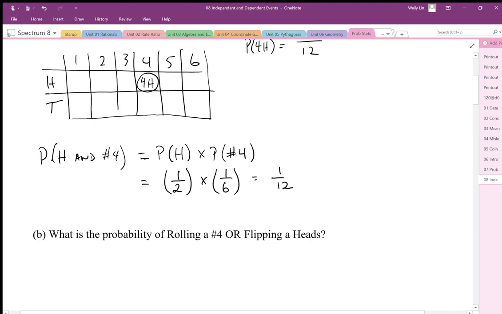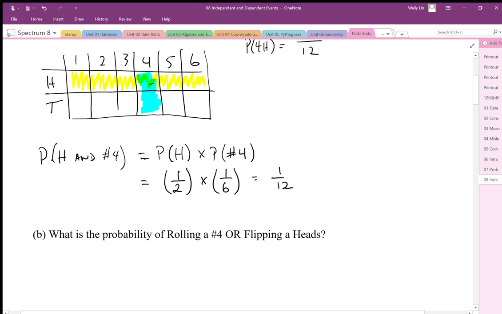I have two events here, and in this case I'm just going to highlight it. I can roll a number 4. That would be represented by these two events here. And flipping heads would be indicated by this sample space here. And to combine this event would be quite complicated to do some kind of calculation.